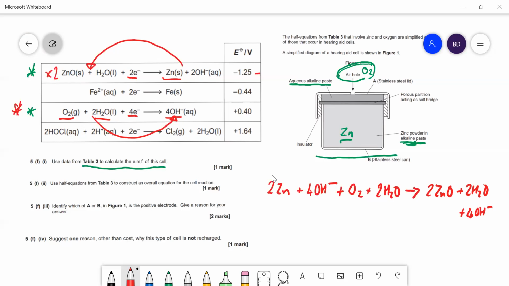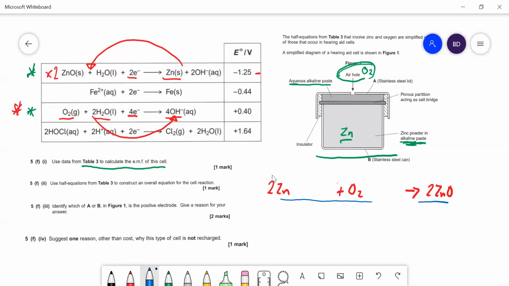Is there anything we can get rid of that appears on both sides of the equation? It's the hydroxide ions. So we'll get rid of them and them, and then we can get rid of the waters, can't we? So we're going to get rid of those waters and those waters. So all that's happening is that the zinc is reacting with the oxygen to form zinc oxide. That is the cell reaction there.